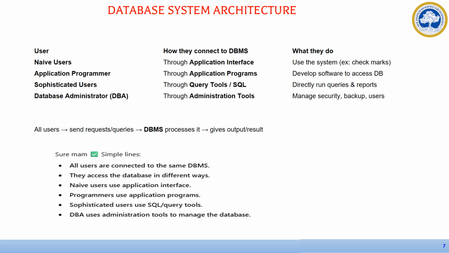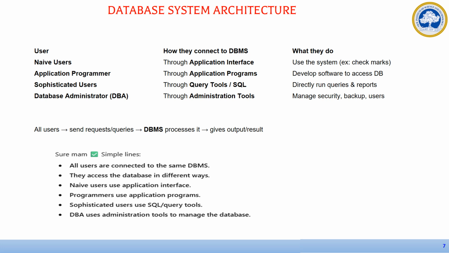So a naive user, through the application interface, also gets created, and then uses the system. We can check the marks. If the marks are greater than 80 or below 80, we can just view the information. So that is very, very important.